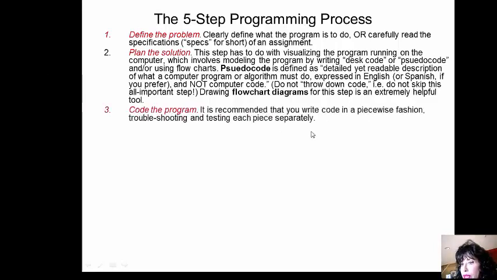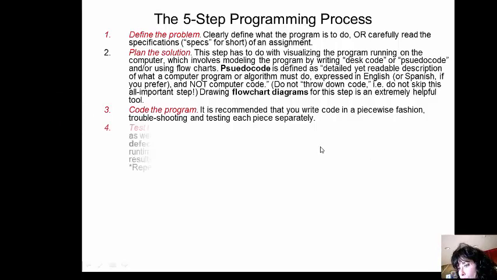Step 3, make sure you code your program, and that's the step where you just type up your code. But be sure you do it in a piecewise fashion so that you can troubleshoot and test each piece separately. Some of the lab assignments I might give you are extremely challenging because they're a little bit long. If you just throw down all your code and try to do everything all at once, it might be kind of troublesome. Instead, write a little bit of code, just a few lines, make sure that works properly, and then add a little bit more, and so on.